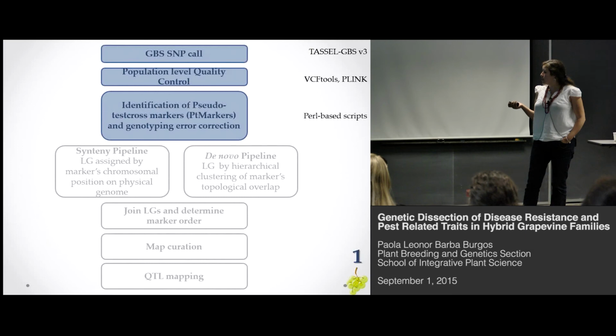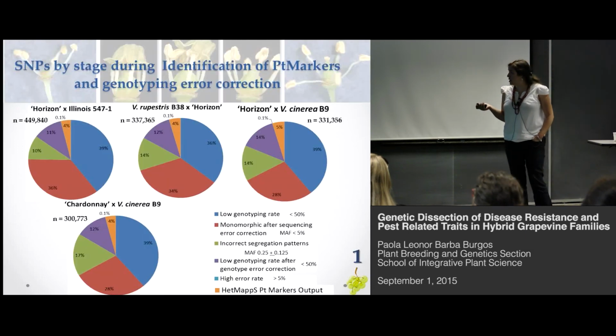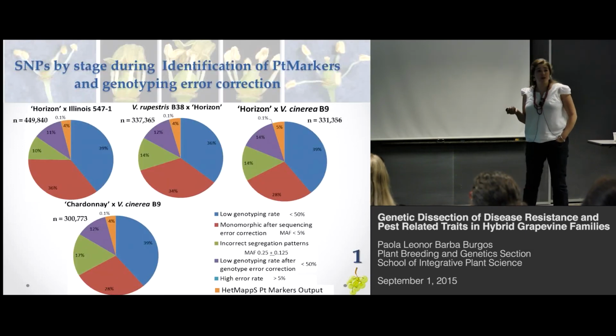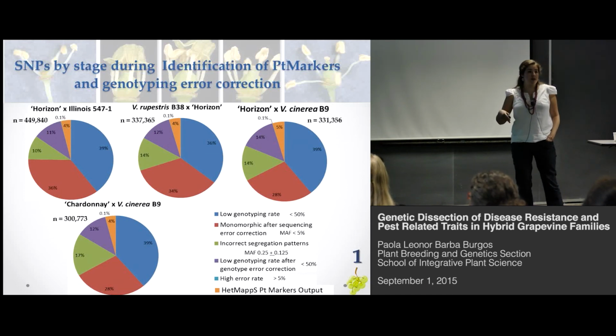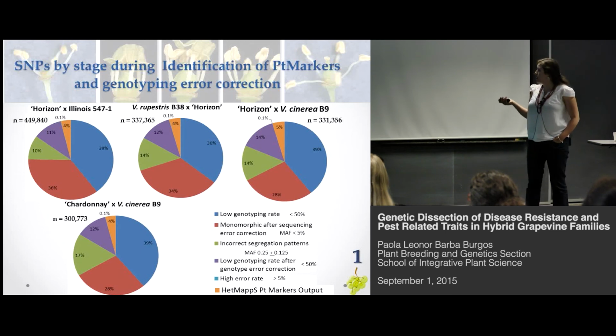And here are some of the results. Each pie chart shows one of the families that we worked with, and I just wanted to show where the SNPs go at this stage. Most of the SNPs are removed because they have a low genotyping rate, or because once you remove the errors, they end up with a low genotyping rate.